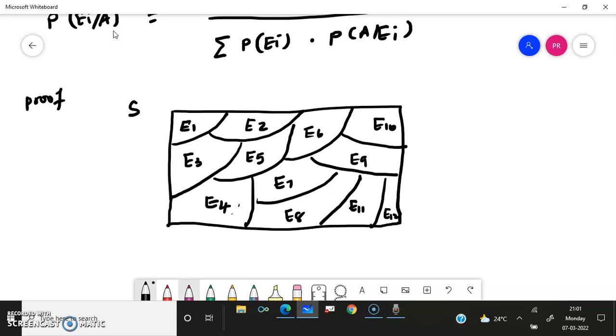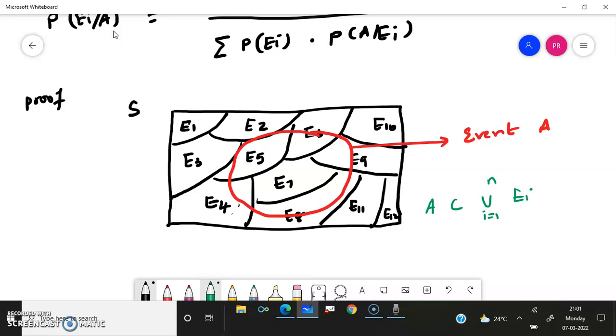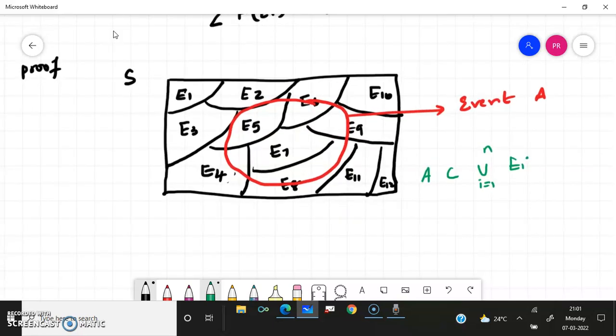Now we are going to consider one event A, some event A. Okay, this is my event A. From this figure it is very clear that A is a subset of union i equal to 1 to n Ei, some subset. So A is a subset of union i equal to 1 to n Ei, right? So like that we are taking A.